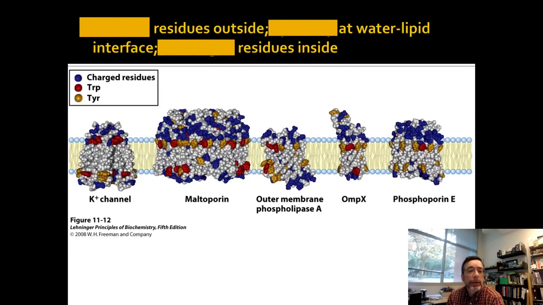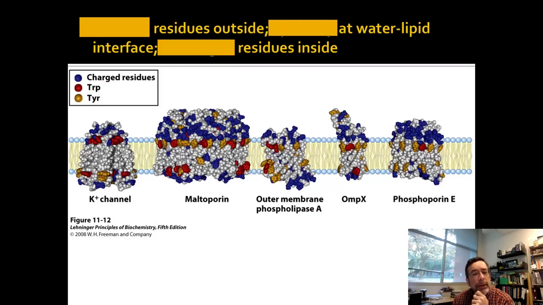So the other thing you can do is look at proteins in cross-section, and you can label them different ways. Here are 5 different proteins that are all integral membrane proteins. Just notice there are some interesting patterns here. We colored charged residues blue, tryptophans red, and tyrosines yellow. And if you notice, the middle of each of the proteins is pretty gray. There are not many charged residues, tryptophans, or tyrosines.